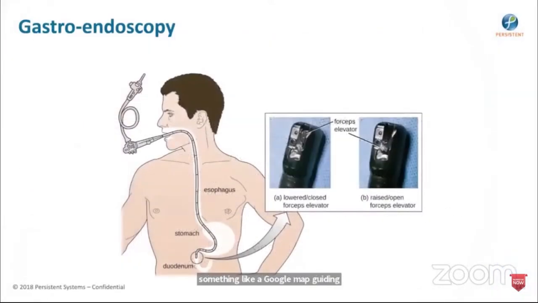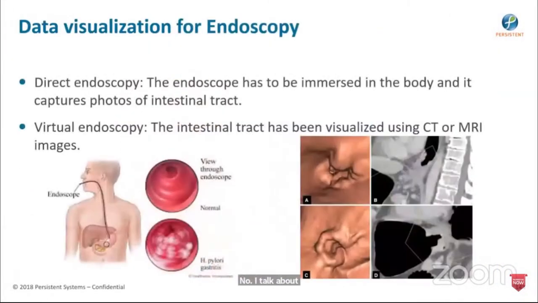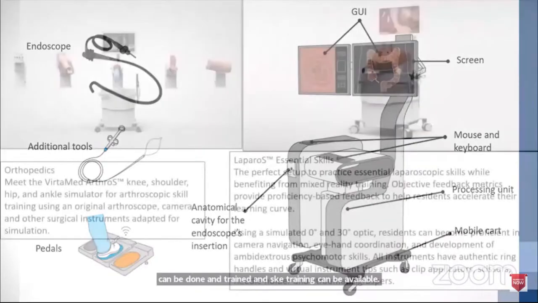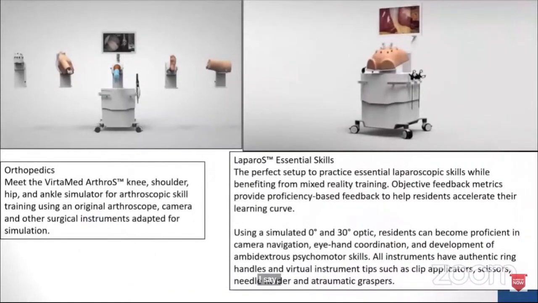Now, I talk about GI endoscopy, where all these simulators are available, where everything in colonoscopy, endoscopy, gastroscopy can be done and trained, and the skill training can be available through AI systems. Not only that, we have arthroscopy, which is called VirtaMed arthro, where the knee, shoulder, hip, all arthroscopies can be trained with AI.